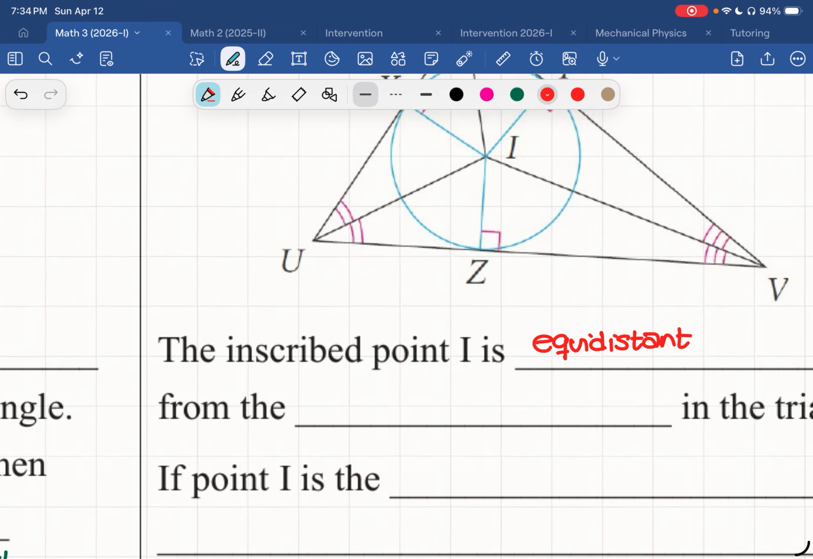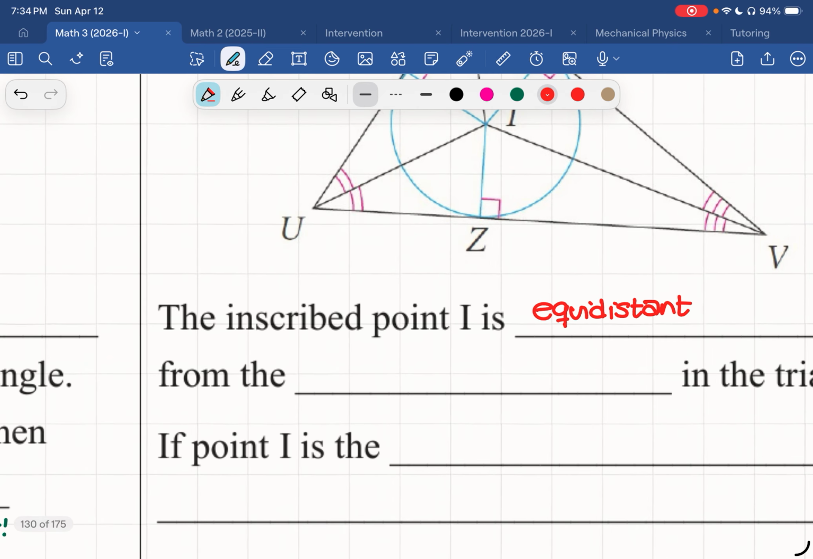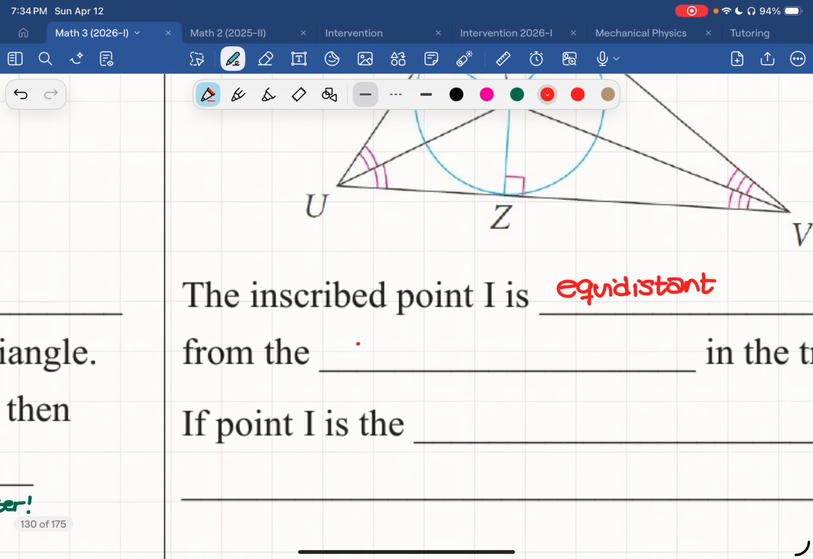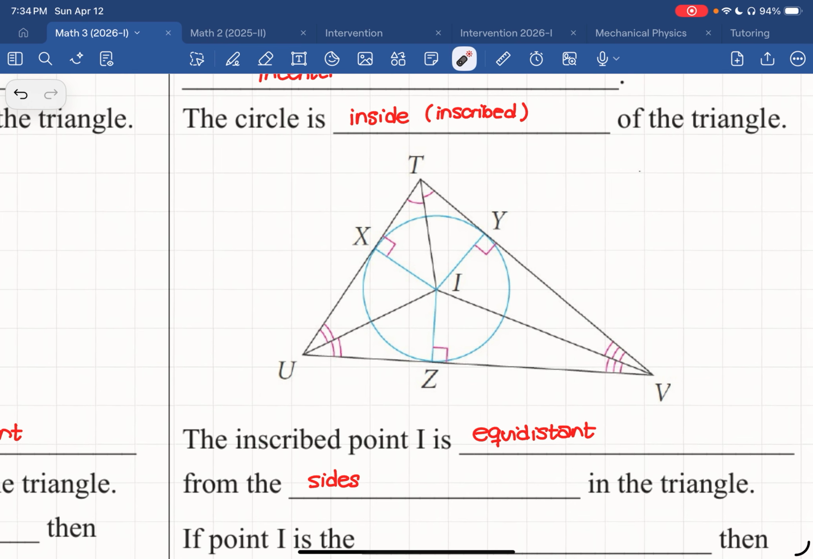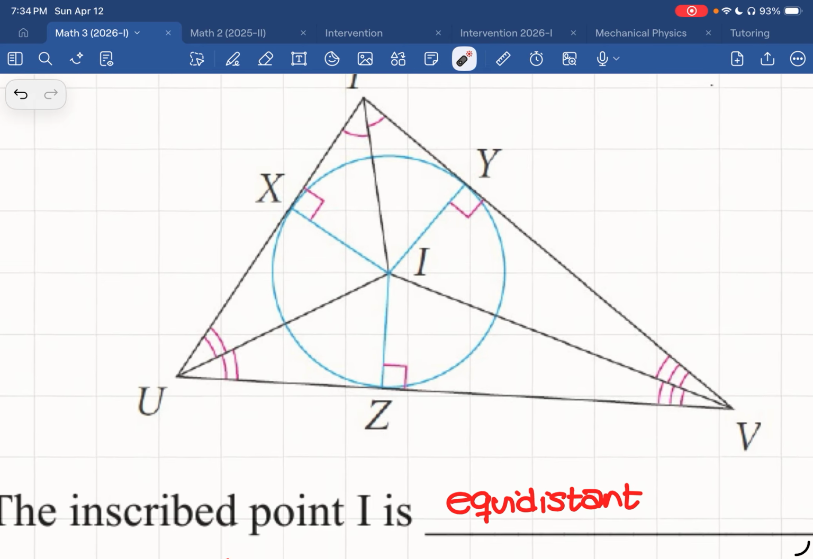Equidistant from the sides in the triangle. So what do I mean by this? So this distance and this distance are all of them the same, right? So what is important here?